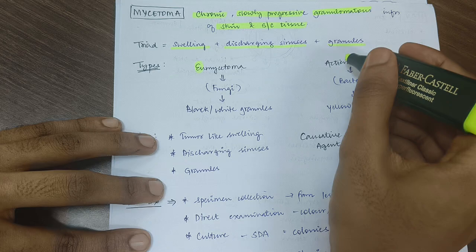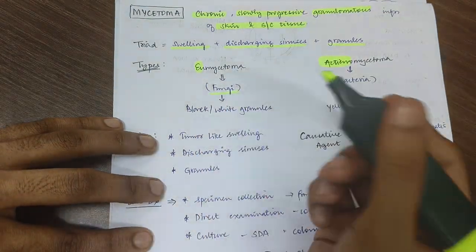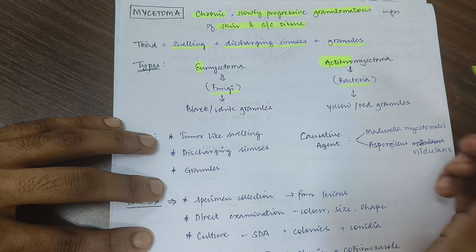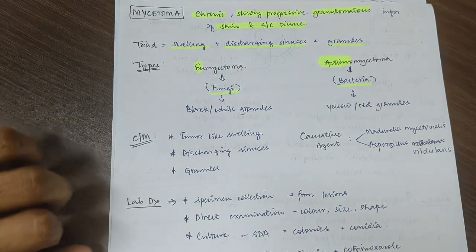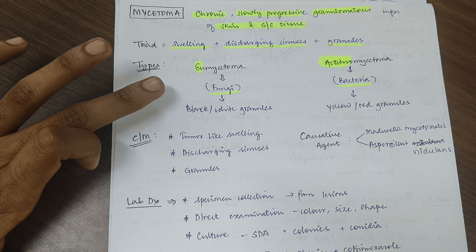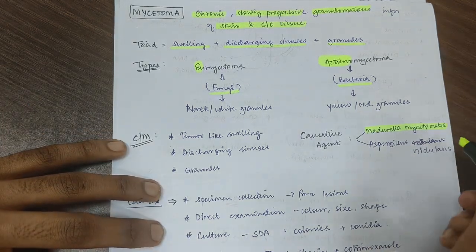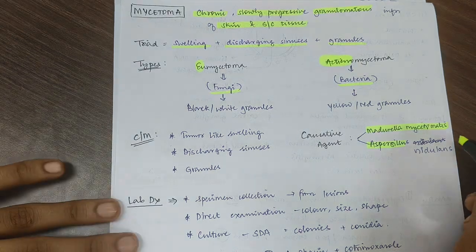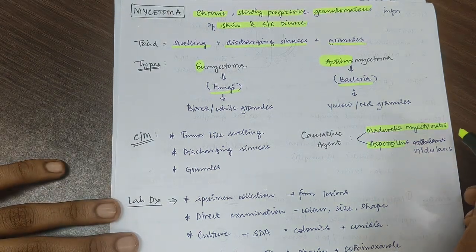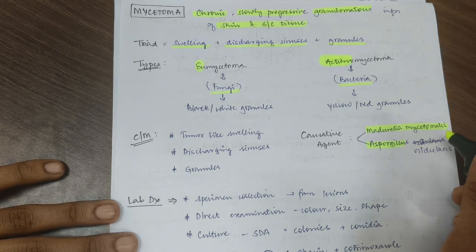So basically there are two types of mycetoma. One is eumycetoma, the other one is actinomycetoma. Eumycetoma is caused by fungi, actinomycetoma is caused by bacteria. So what are the causes there again? Madurella mycetomatis and Aspergillus are the most common causes of eumycetoma, whereas in actinomycetoma you are going to see the actinomycetes as a cause.